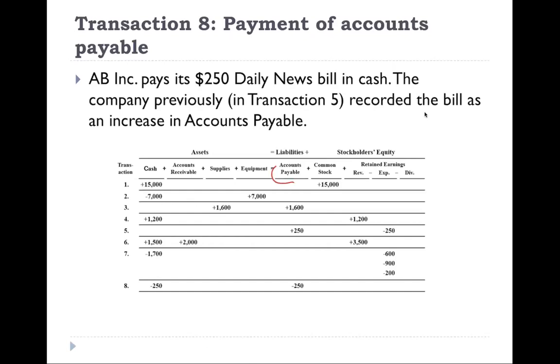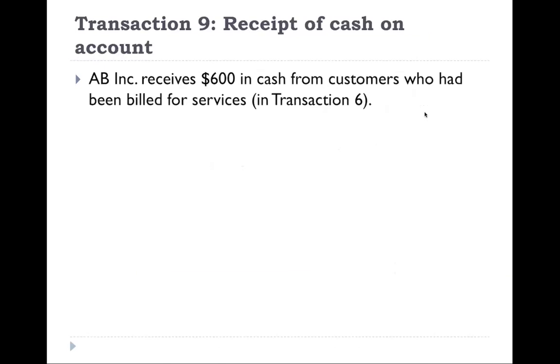The firm pays out those accounts payable. So after paying those bills, the firm no longer owes any money to Daily News. So accounts payable decreased by 250. And because accounts payable is a liability, liability decreased by 250. And because the firm pays it in cash, the cash account decreased by 250, which means that asset decreased by 250 as well.